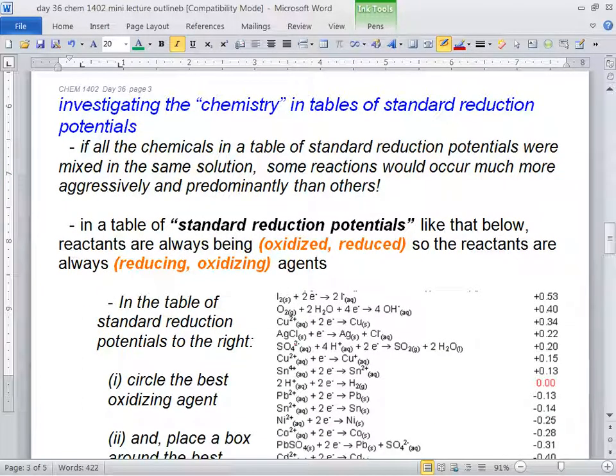So those are some concepts. We're almost there to working the problems. Investigating the chemistry and tables of standard reduction potentials. So if all the chemicals in a table of standard reduction potentials were mixed in the same solution, some reactions would occur more aggressively and predominantly than others. Why is that?